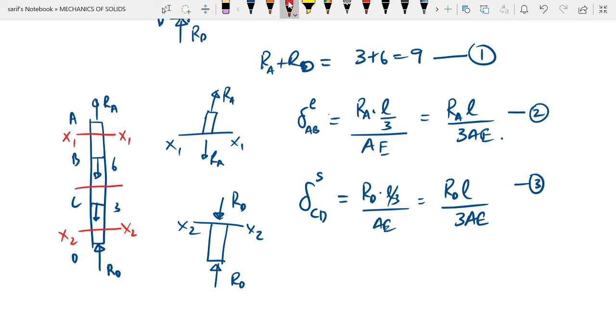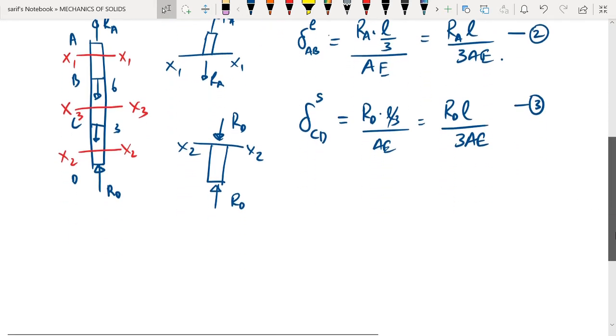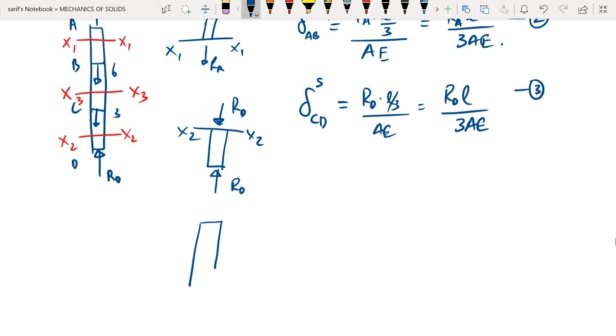Now the next thing we have to do is draw the free body diagram for the segment CB. This is what we need to do. So if we try to draw the free body diagram for the segment, this is the segment CB.